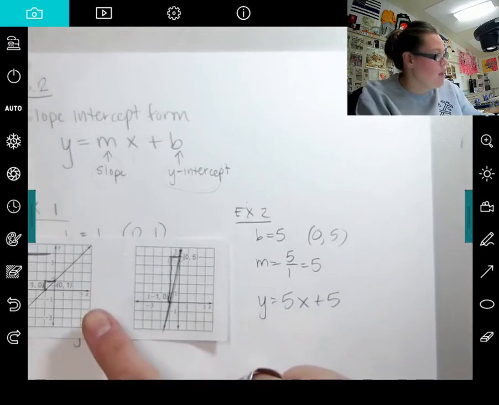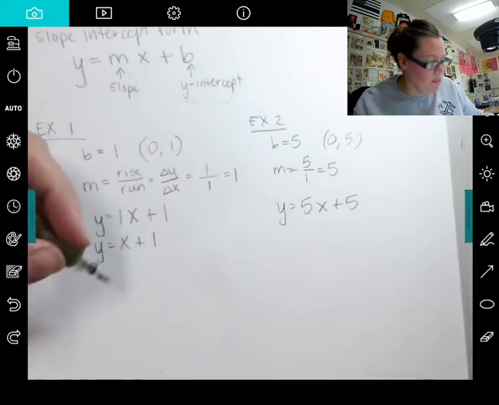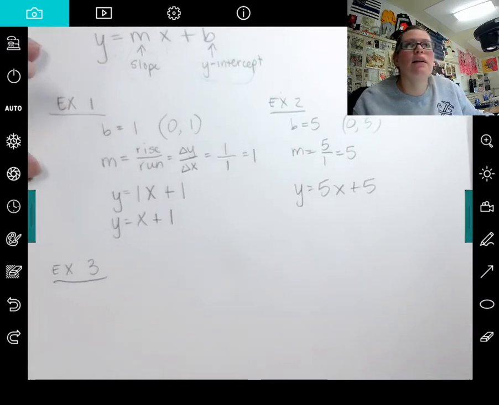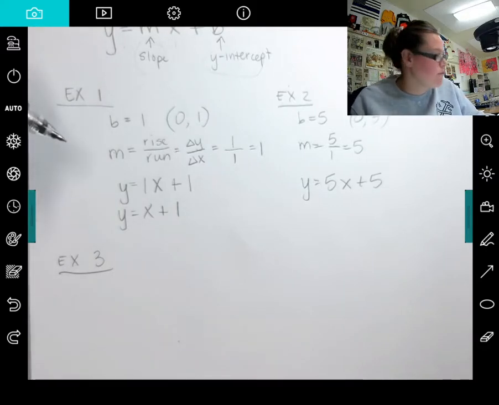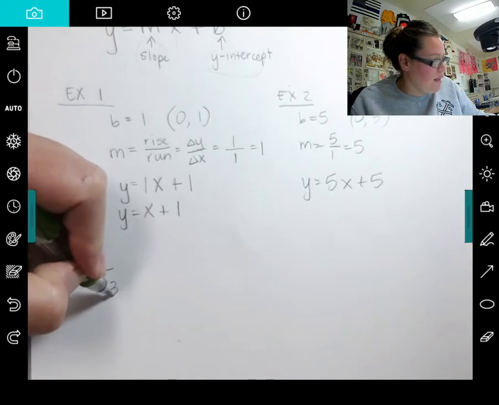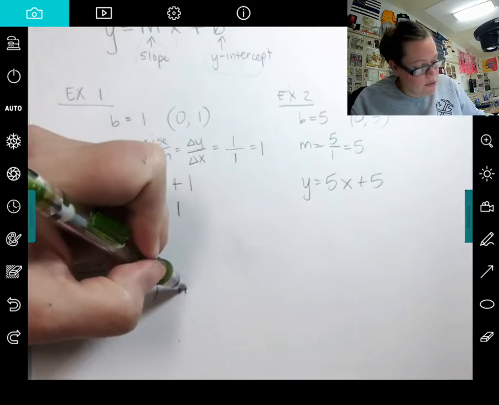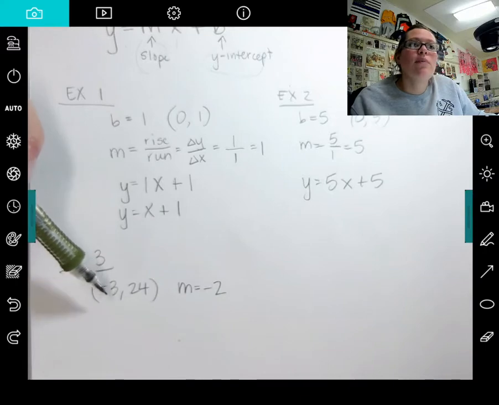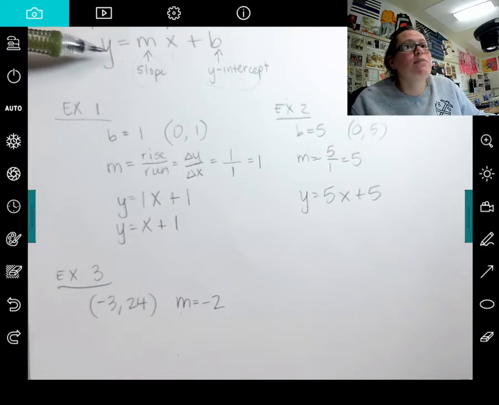All right. So then we are going to look at the next set of problems. So we'll call example 3 our next problem we're going to talk about. Example 3. So if we were given a point, let's say (-3, 24), and you're given a slope. The slope is m equals -2. Can you go from a point and a slope to the equation y equals mx plus b?